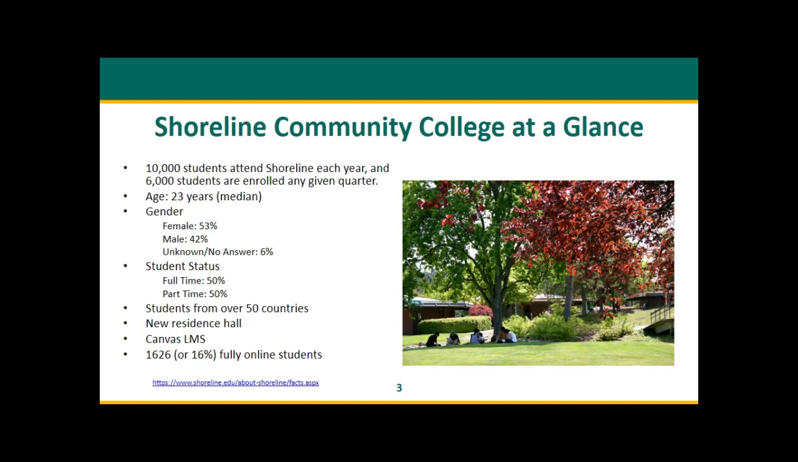All right, so this is our college. It's beautiful there right now in the fall. It's actually beautiful all year round, but especially when the leaves are changing. So we have about 10,000 students. That's unduplicated headcount, students who walk through our doors virtually and physically each year. We're a quarter-based institution, so about 6,000 students are enrolled in any given quarter. 23 years is the median age, more women than men, about 50-50 full-time, part-time. We have a large international student presence on our campus. It's gone down in the last few years, but I think it was maybe close to 20% of our student body from 50 different countries. We have a new residence hall that just opened a couple of weeks ago, which is really great for us. And I think about 50% of those students are international, and about 50% are domestic students.